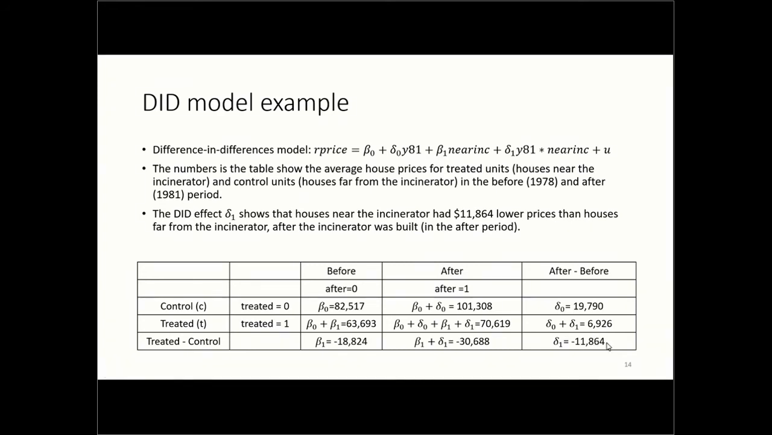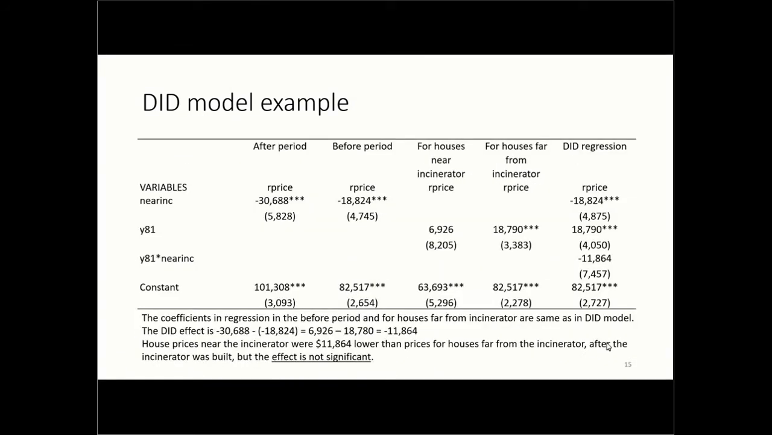And so again, that delta 1 would be the difference in differences coefficient, showing that house prices near the incinerator had about $12,000 lower prices than houses far from the incinerator after the incinerator was built. To show you all of these regressions in one table, this was the regression in the after period, and this was in the before period, so we went over this slowly.